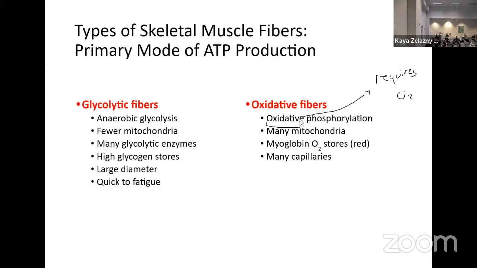Then we're going to need lots of blood flow to get additional oxygen. So we're going to have lots of capillaries. We want that surface to be in contact with the oxygen. So we're going to have smaller fibers of smaller diameter. And we're doing this for a longer period of time, although the intensity of the activity is lower. So we're going to be resistant to fatigue because we're going to keep feeding these cells oxygen. We're going to keep doing this efficient form of ATP production of oxidative phosphorylation, so we can keep going. So we'll link together these types of fibers from an ATP perspective with our fast and slow twitches.